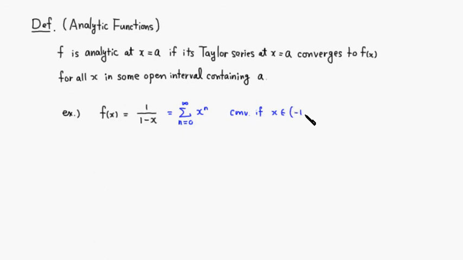-1 to +1. So since this Maclaurin series converges on some open interval containing 0, we know that f is definitely analytic at x equals 0.